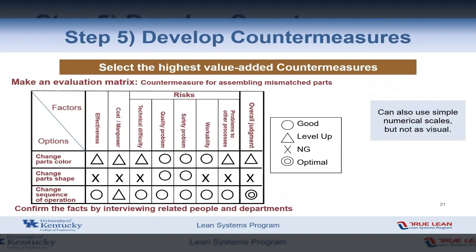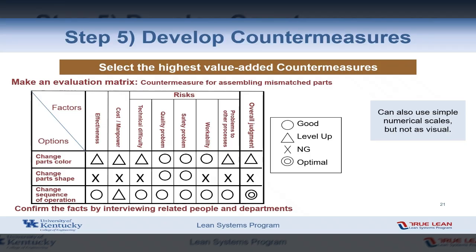A matrix like the one shown here is a useful way of summarizing the factors that we're considering in evaluating countermeasures. In this diagram as an example, note that it has a column for effectiveness for each option. In other words, how well each countermeasure solves the problem and meets the target. It also has a column for cost and manpower. It then has a group of columns associated with risks, with each individual column in this group having a specific risk noted. The final column indicates an overall judging.